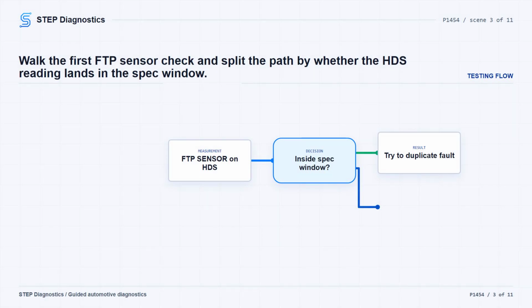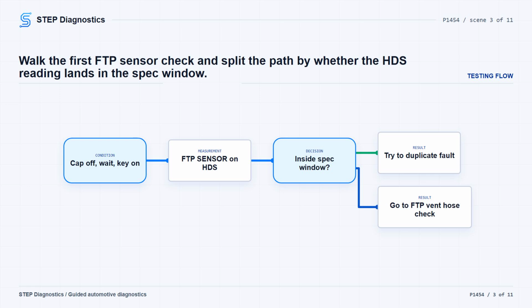Key on, clear P1454 with the HDS, then turn the ignition off. Remove the fuel fill cap and wait 1 minute. Key back on and watch the FTP sensor parameter on the HDS. The value should be compared to -0.67 to 0.67 kPa. If it is inside that range, move on and try to duplicate the failure. If it is outside that range, skip ahead to the FTP sensor vent hose restriction check.